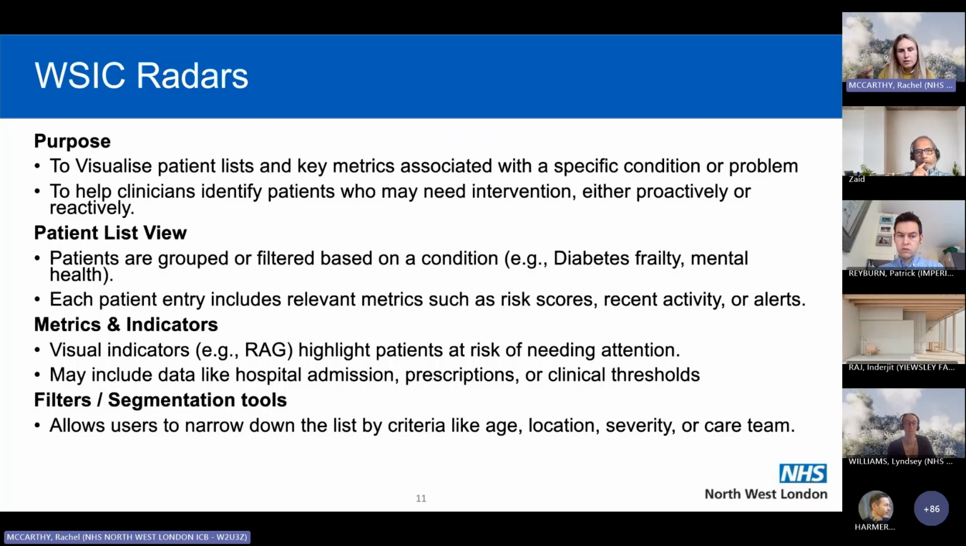And then once we have that cohort, we say what individual metrics would go with each dashboard. So if we're talking about asthma again, we might want to look at asthma specific prescriptions, number of exacerbations, that sort of thing. So there are lots of different specific metrics depending on the condition or problem that we're looking at. And then finally, on every dashboard, there are filters or segmentation tools.